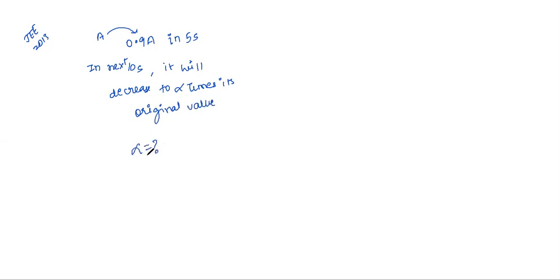Okay, Anukriti, can you try this question? Or tell us the approach. If you want me to repeat, the question says that a particular damped oscillator has its amplitude going from A to 0.9 A in 5 seconds. So in the next 10 seconds, it will decrease to alpha times its original value. What is alpha? Try.